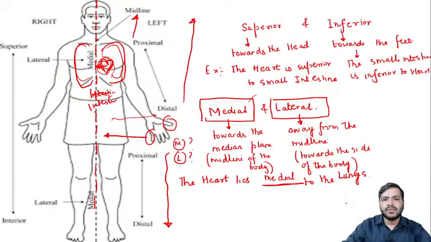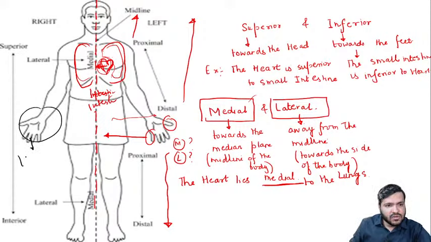Before that, I just wanted to discuss one more part. I wanted to discuss two surfaces over here. The palmar surface, that I have already discussed, so just mention in your note: the palmar surface is basically the anterior surface of the hand. This is the hand part and this is the palmar surface.